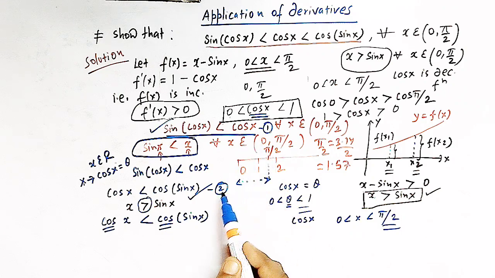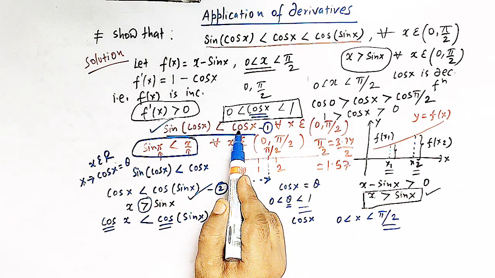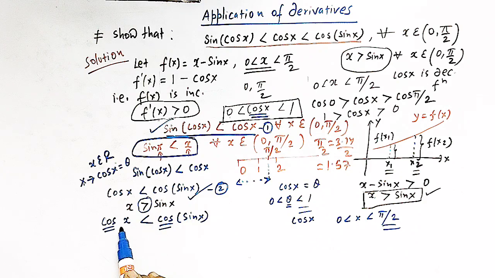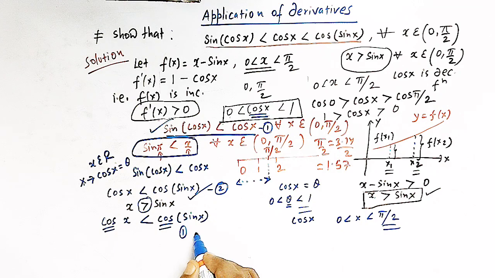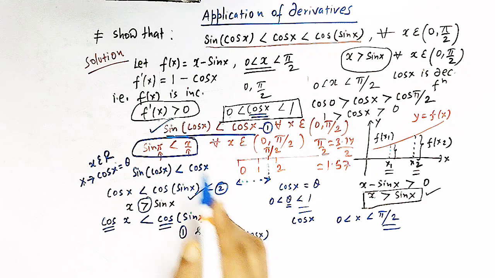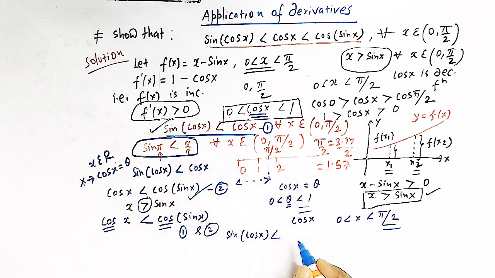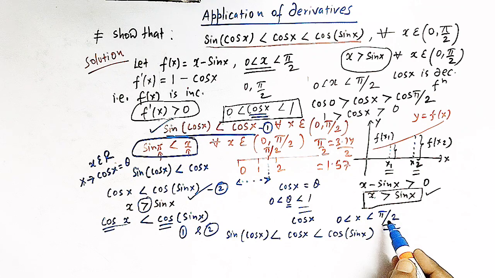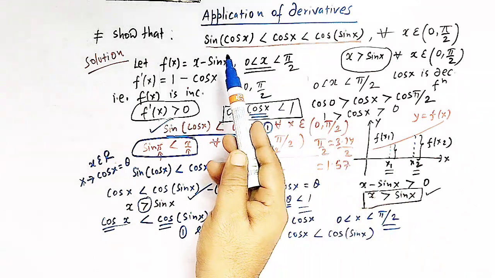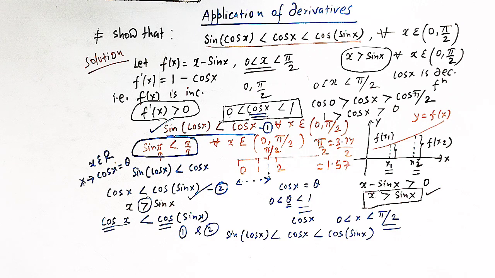So now we have these two inequalities. Here cosine of x is greater than this one, and here cosine of x is less than this one. So if we combine 1 and 2, then we can easily write sine of cos x is less than cos of x, and this cos of x is further less than cos of sine x. And remember, these x belong to this interval 0 to pi by 2. So this is how we can prove this inequality.